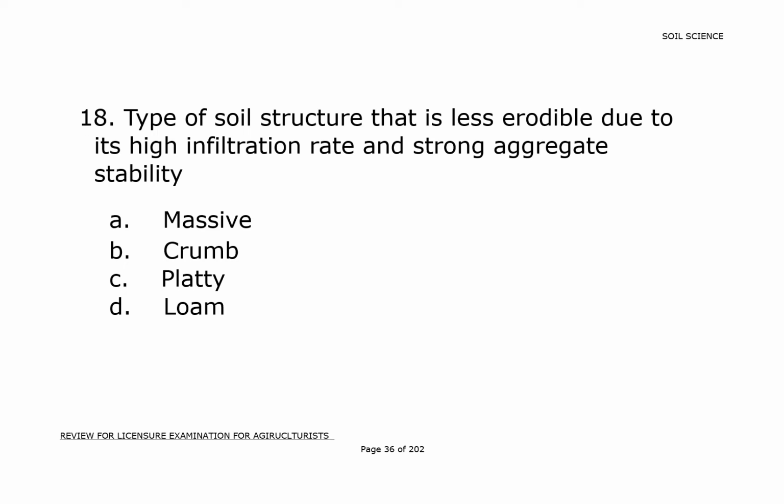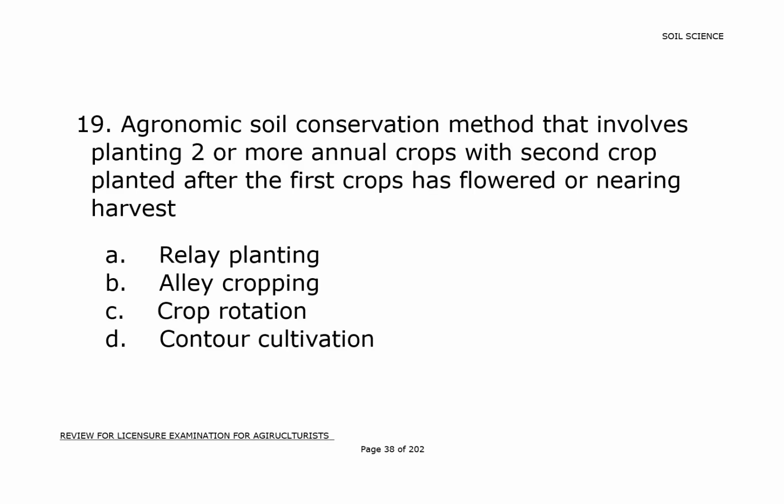Number 18. Type of soil structure that is less erodible due to its high infiltration rate and strong aggregate stability. A. Massive, B. Crumb, C. Platy, or D. Loam. The answer is crumb.